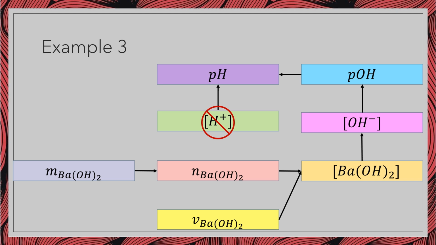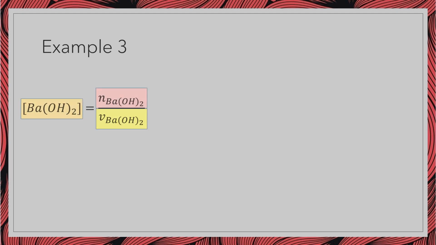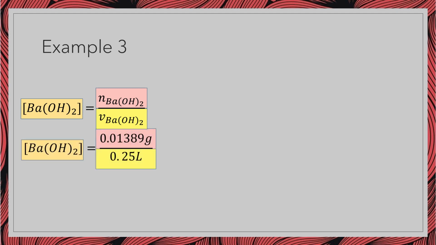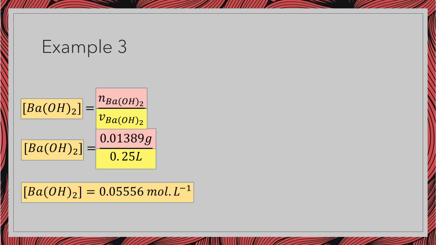Now we need to use the volume of barium hydroxide to calculate the concentration. Okay, so it's 0.01389 moles from the previous page, so that shouldn't say grams, that should say moles. And it was 250 mL, so we need to convert that to liters, so 0.25 liters. That should give us 0.05556 moles per liter.